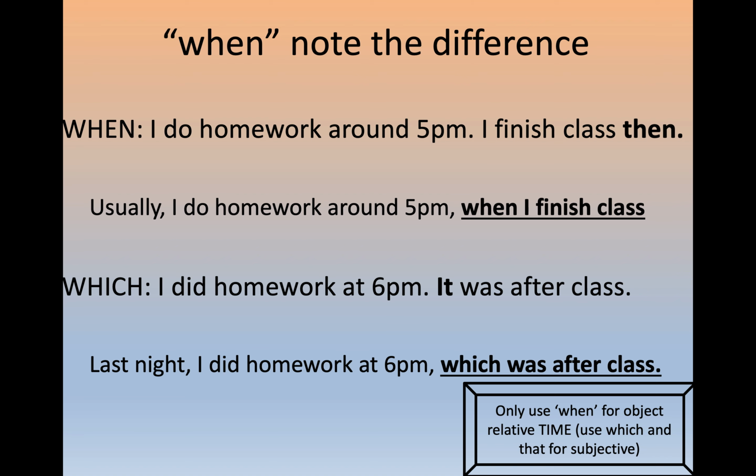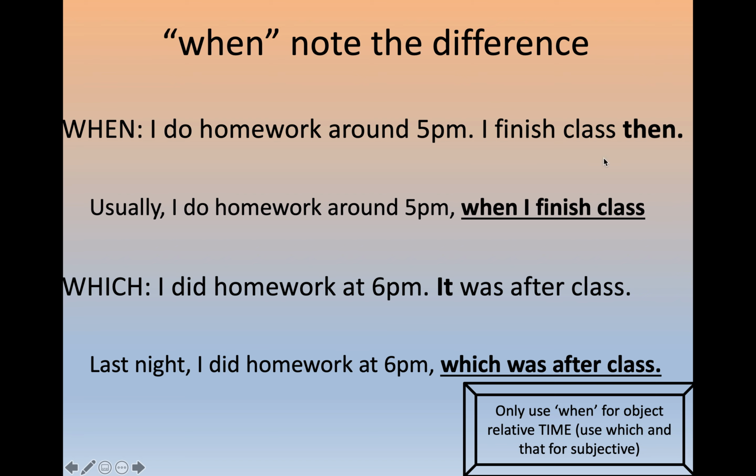I do my homework around 5 p.m. I finish class then. Okay, just look at that first sentence there. I do my homework around 5 p.m. I finish class then. Let's look at the second sentence. I did homework around 6 p.m. It was after class. Okay, we see some differences here. I finished class then. It was after class. Then, it. Then is in the object part of my sentence, and it is in the subject part of my sentence.